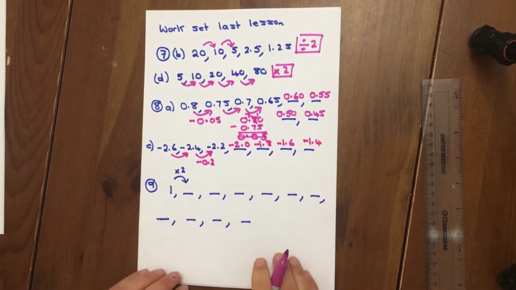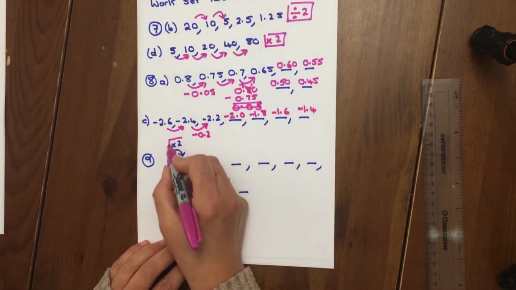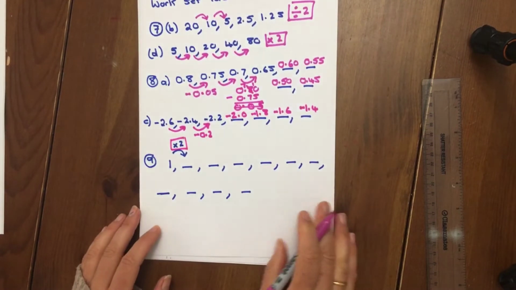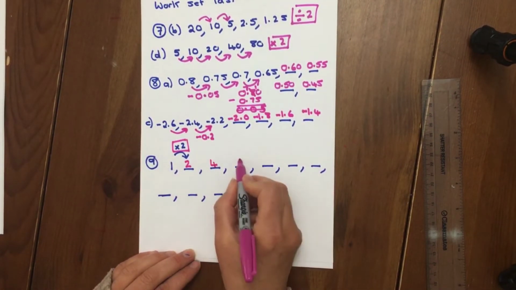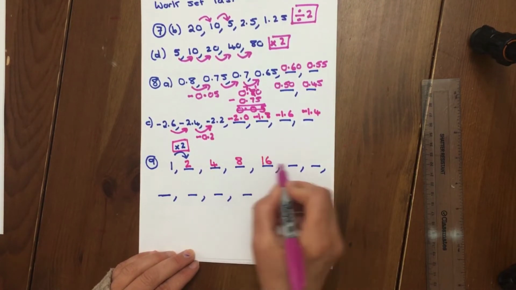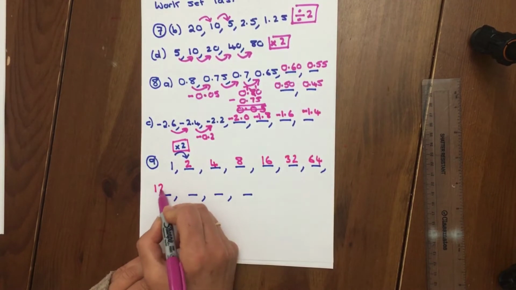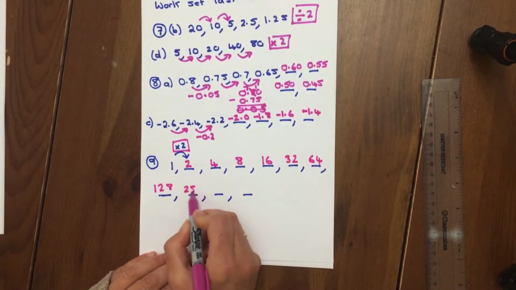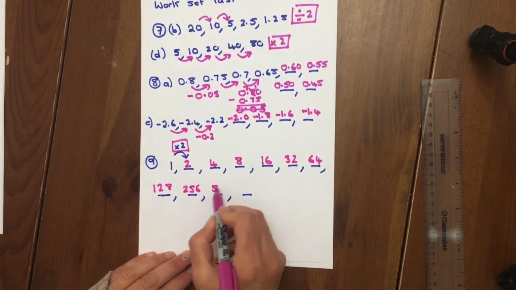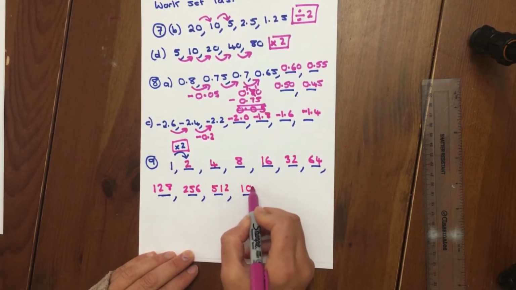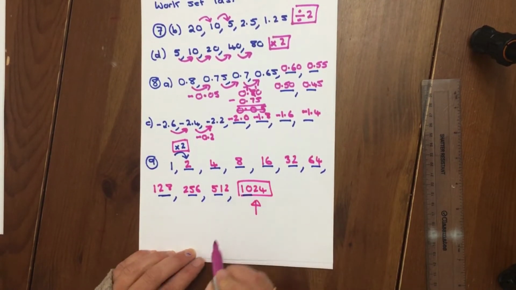At the last question, question 9, well done if you got this one right. The question says you're multiplying each term by 2. So 2, 4, 8, 16, 32, 64, 128, 256, 512, and the last one 1024. And it asks you to find the 10th term.